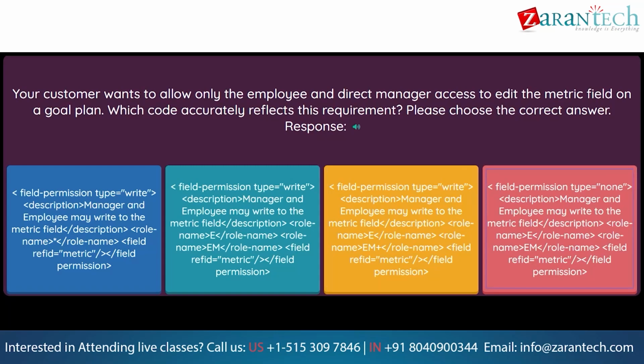Option 4 field permission type equals none. Description: manager and employee may write to the metric field. Role name E /role name. Role name M /role name. Field refit equals metric /field permission.